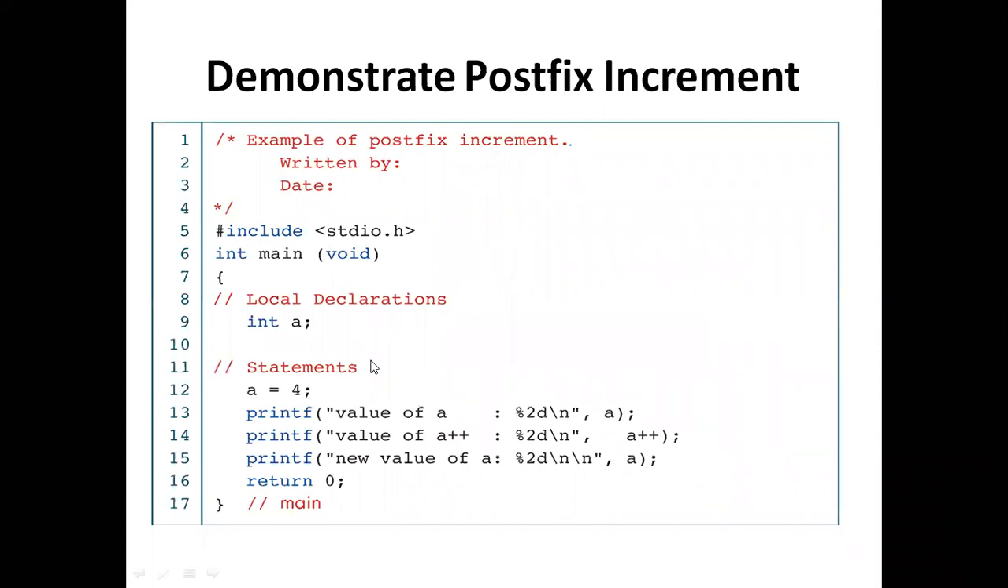And inside this program, what is the value we are having? A is equal to 4. Value of A means the value 4 is going to be displayed. And value of A plus plus: what value is going to be displayed here? By seeing the previous diagram, A plus plus is also going to display 4 itself.